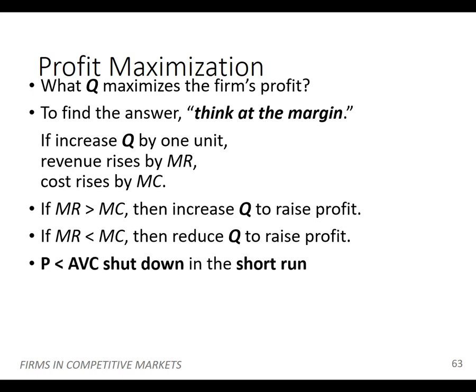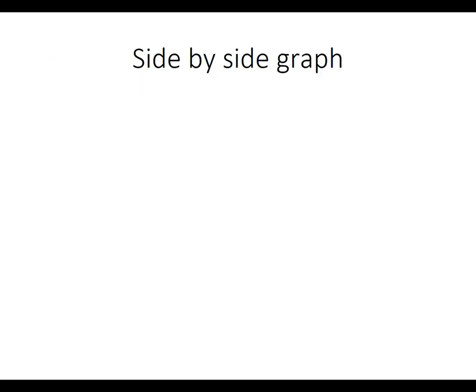There's going to be another rule here. If the price is below the average variable cost, we're going to shut down. We should have already seen a clip about that. Okay. So in the perfect competition model, we're going to draw something called a side-by-side graph.